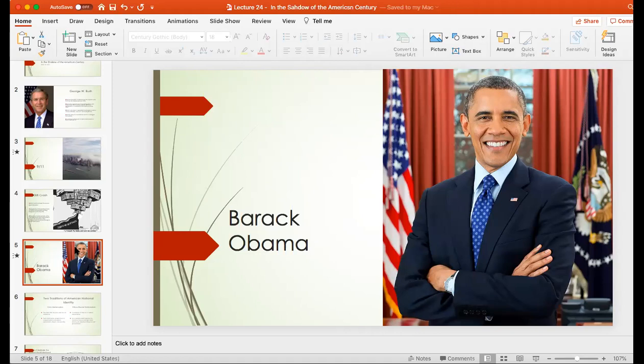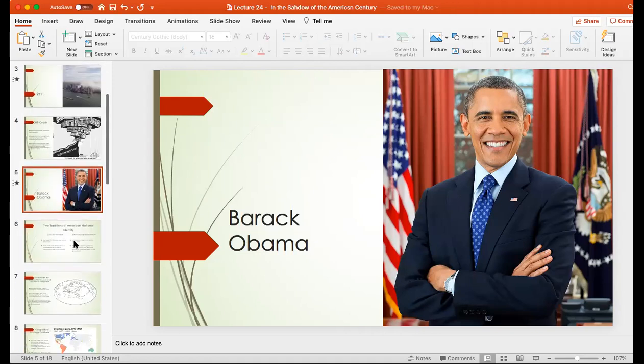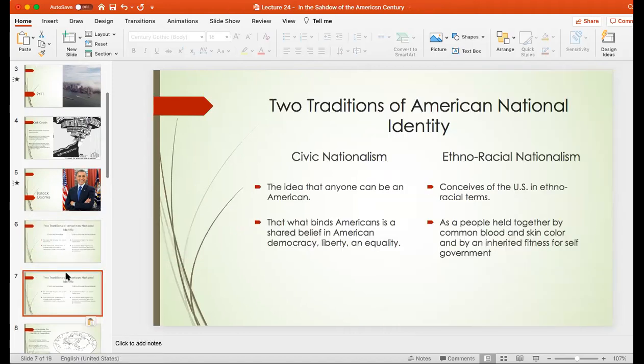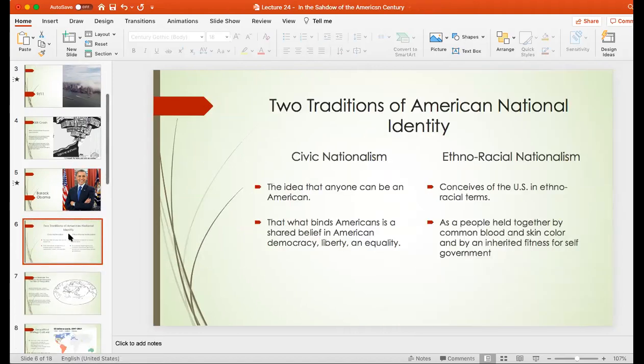Now, of course, what we're getting here between Obama and Trump, and again, I'm going to remind you of this as it might be on the exam, is the two traditions of American national identity and nationalism, right? We've already talked about this, so I'm not going to get too much into it. We have civic nationalism on the one hand and ethno-racial nationalism on the other.